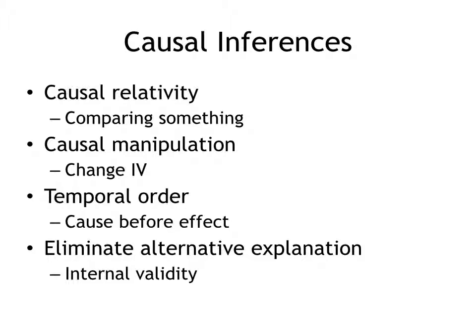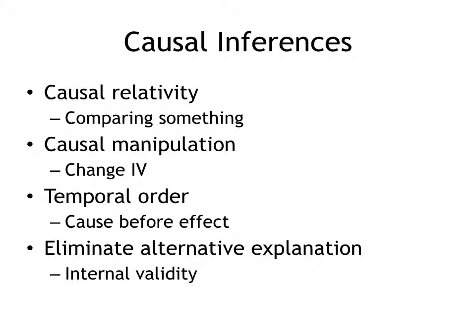So let me talk a minute about causal inferences. This means that we're taking a set of data from a research design and we're saying this independent variable, what we did, what we manipulated, actually changed the outcome or the dependent variable. So there's 4 pieces that need to be there if you're going to actually make a cause and effect kind of inference. First of all, there has to be causal relativity.